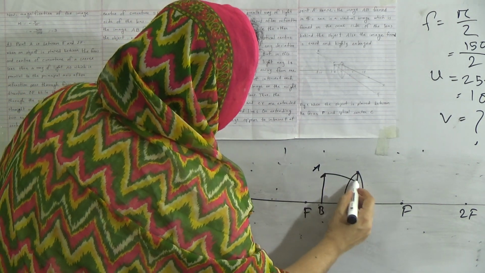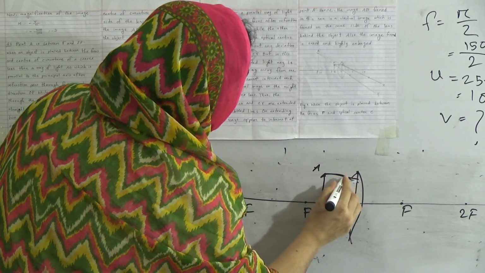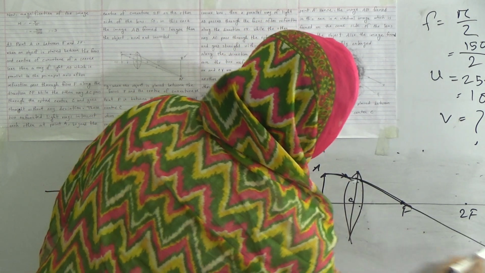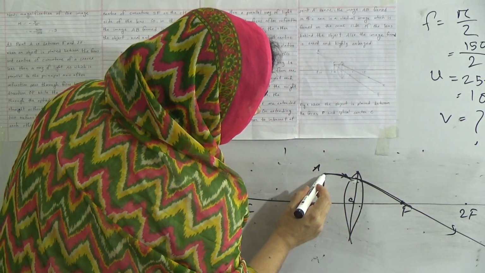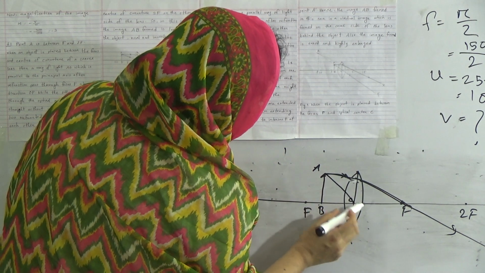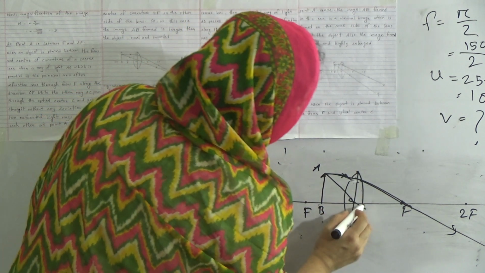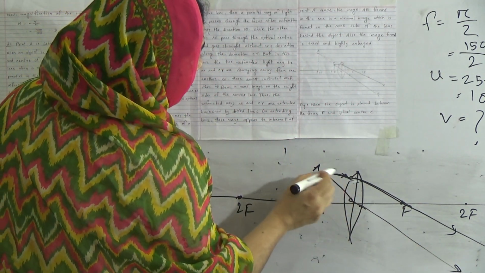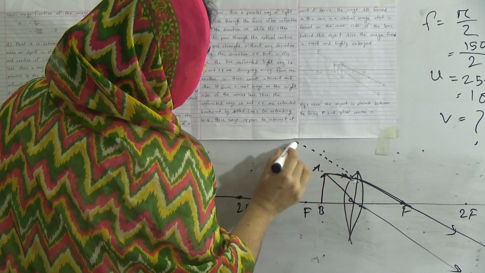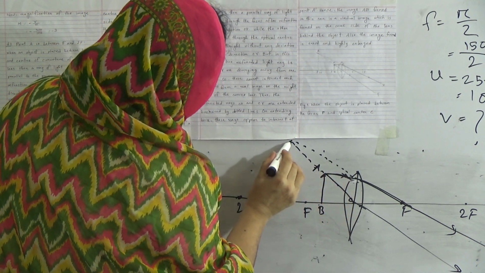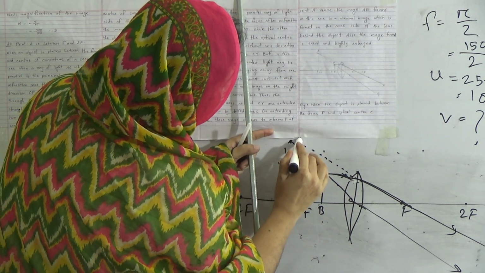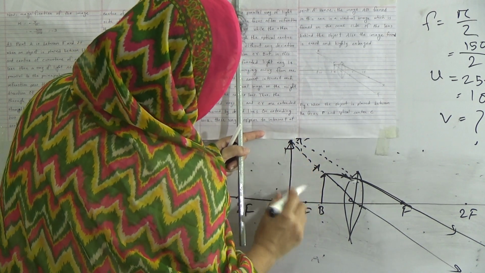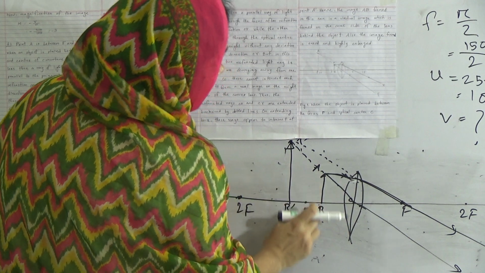So first, a ray coming from A will be parallel to the principal axis, and after refraction it will go through the focus point. Another ray coming from A will go through the center of the curvature, and after refraction it will go in a straight line. Now these two refracted rays, if we extend them, will meet at this point. Suppose this one is A dash, this one is B dash. So now we will draw a perpendicular. So A dash B dash will be the image of object AB.